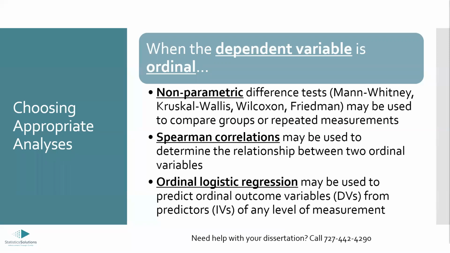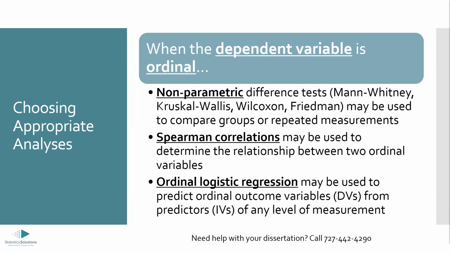It's also worth noting that for any of these non-parametric tests, like non-parametric difference tests and Spearman correlations, these can also be used with interval and ratio data. For instance, if certain assumptions of those tests are violated, you may use a non-parametric test to account for violations of those assumptions. So you can use these tests with ratio and interval data as well. But if you are looking at an ordinal dependent variable or outcome, then you will have to use these tests as opposed to their parametric versions.